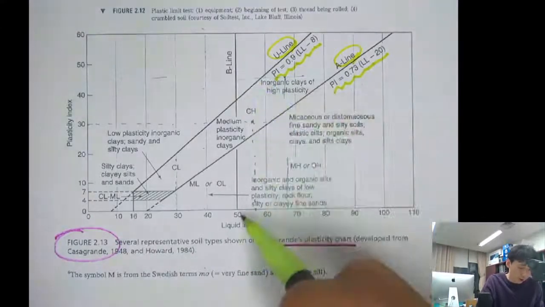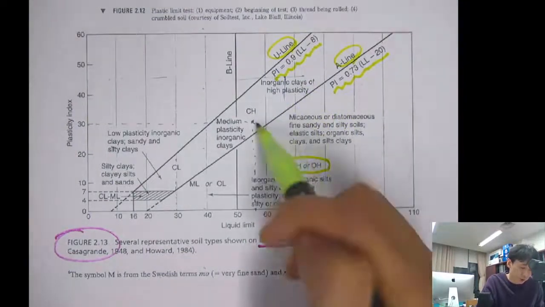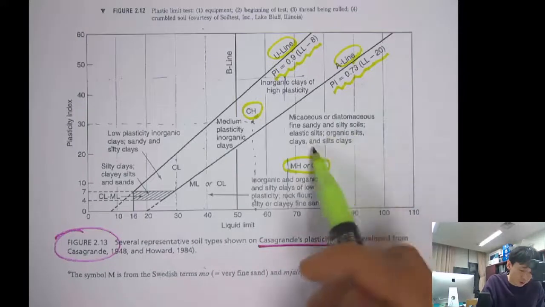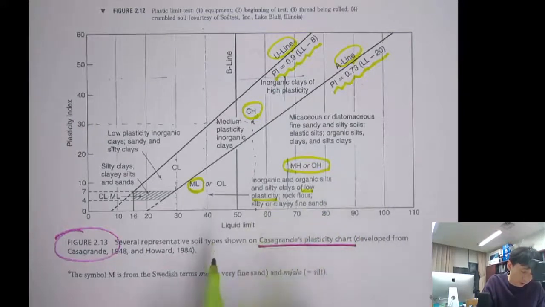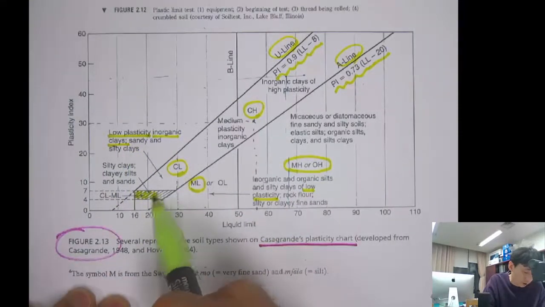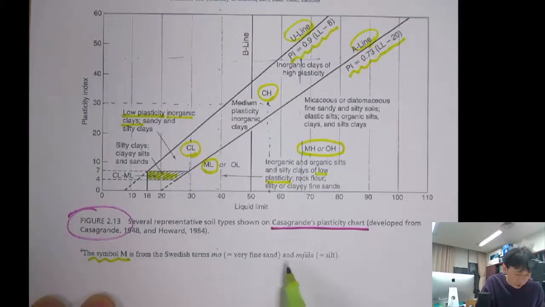And here's the B line at the liquid limit of 50. Here MH is elastic silt, and here CH is inorganic clays of high plasticity. Here is silt clay. Here ML is inorganic silt with low plasticity, and CL is low plasticity inorganic clays. And this is the gray area, silty clays and clay silt and sand. And again, the symbol M is from the Swedish term mo, which means silt or very fine sand.